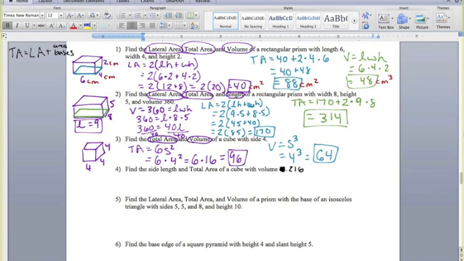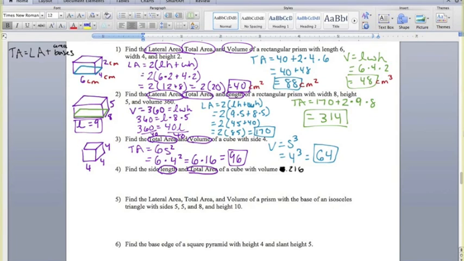So then we are asked to find the side length and total area. Okay. Their pictures are short. You don't have to draw for your problems. I'm a very visual person, so for me, it helps to see things. But if it doesn't help you to see it, you don't have to draw it.